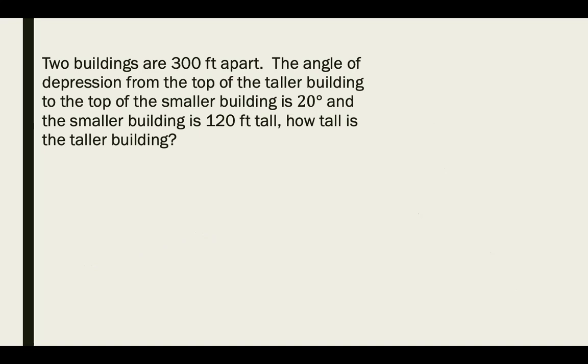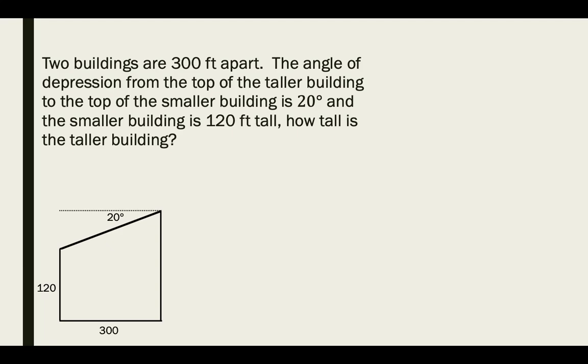So this sounds kind of like a complicated question, but let's draw a diagram and see if we can make it a little simpler. So we've got two buildings, a shorter building and a taller building. It's 300 feet between them. The shorter building is 120 feet. So that's some of the information we have. The other piece of information we have is that the angle of depression from the top of the taller building to that of the smaller building is 20 degrees.